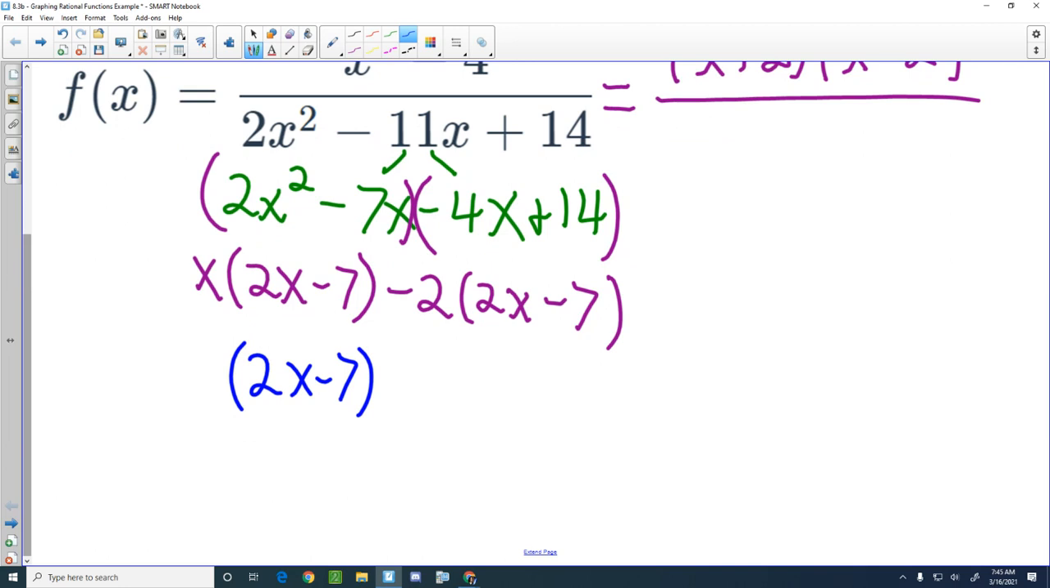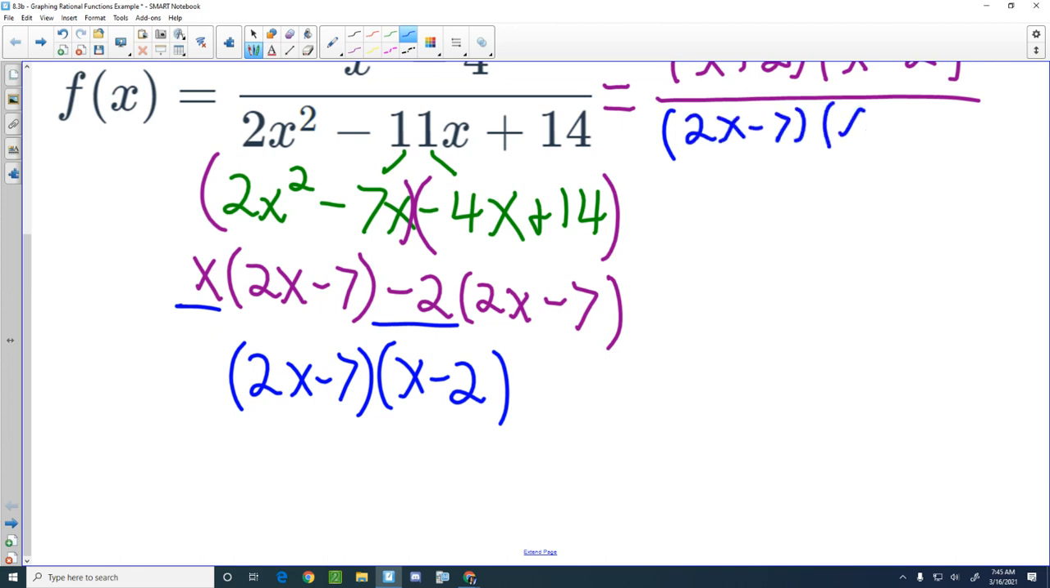And the second grouping, the second factor that we're left with, are basically the two GCFs, the two terms that we brought out front. So there's an x and a minus 2, right? That comes from that x and that minus 2. That gave me my second factor. So back in my fraction, I'm rewriting that 2x squared minus 11x plus 14 as 2x minus 7 times x minus 2.